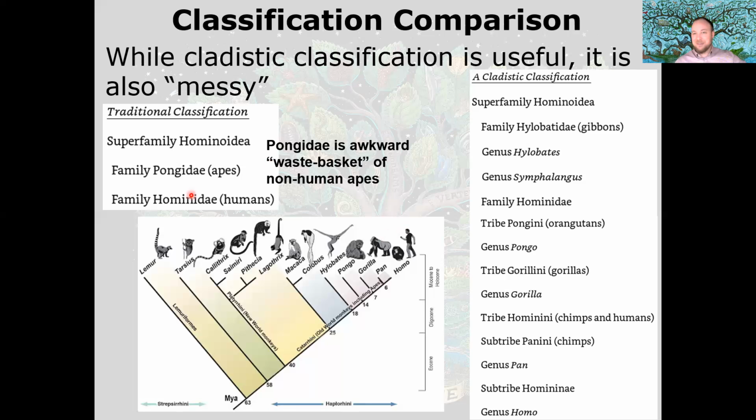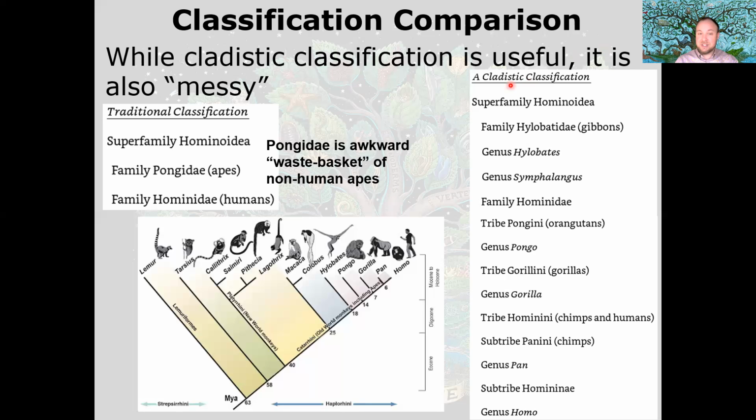Well, our own vanity for one, but this is the traditional classification, and there's some problems with it in that it creates these kind of awkward divisions, these awkward wastebaskets, again, like vertebrates versus invertebrates. Invertebrates is a wastebasket for things that don't have backbones. It's sort of an artificial character based on what they're not rather than what they are.